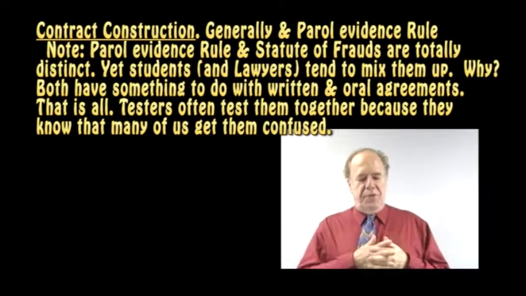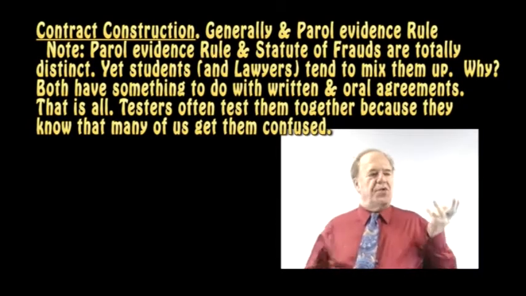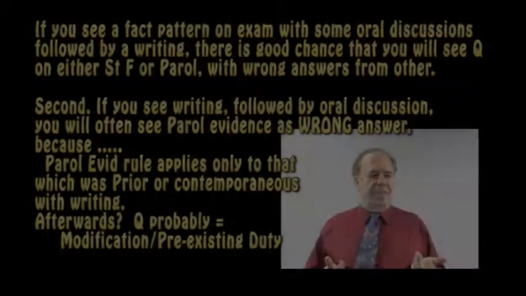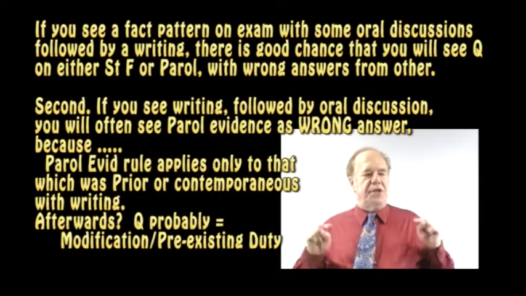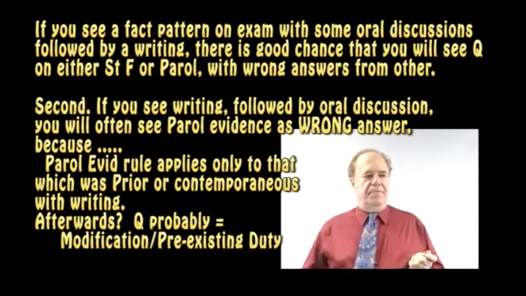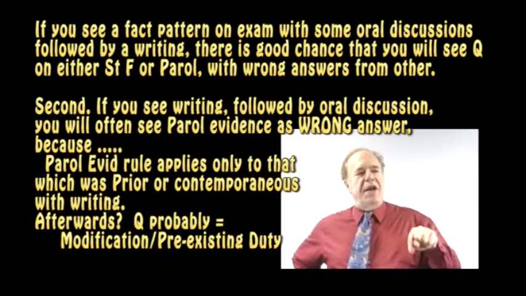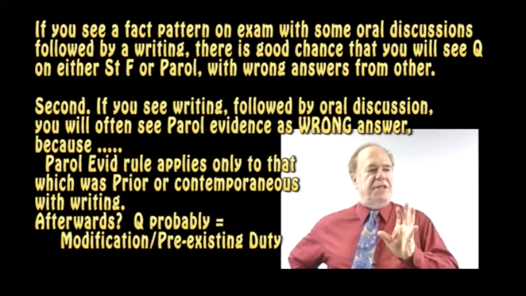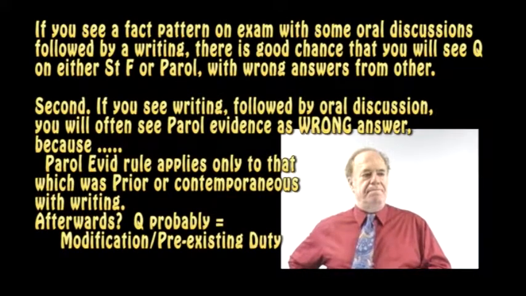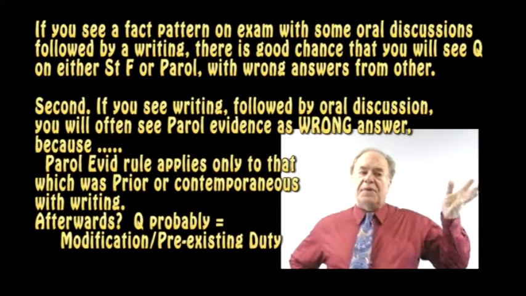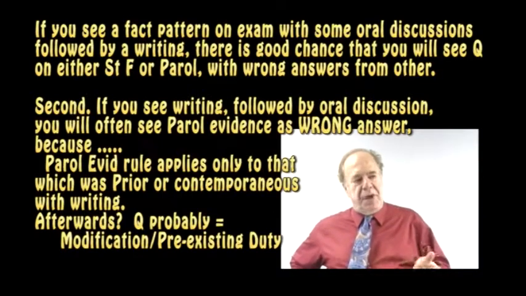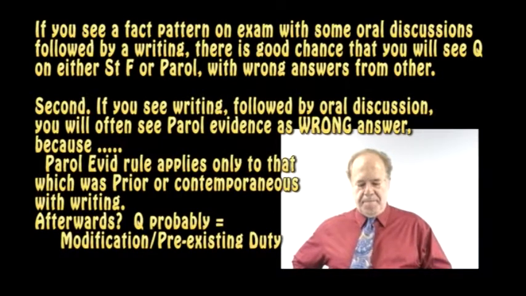Why do people confuse them? Because they both have something to do with written and oral stuff. But they have very different things to do with written and oral stuff. The statute of frauds says certain kinds of contracts must be in writing or can't be enforced, and tells us what has to be in the writing to make it enforceable. Some kinds of contracts must be in writing, certain things must then be in the writing, otherwise it's not enforceable.